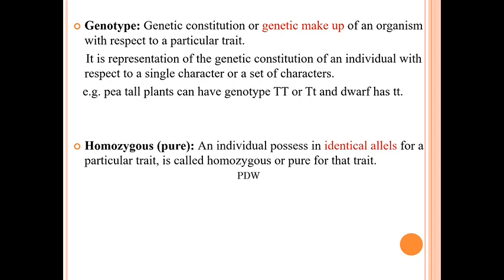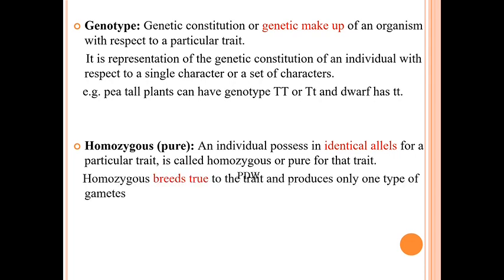Homozygous. An individual possesses identical alleles, same alleles are present. Those individuals are called homozygous or pure for a particular trait. Homozygous plants always breed true to the trait and they produce only one kind of gametes. For example, tall pea plants produce only capital T and dwarf plants produce only small t gametes.